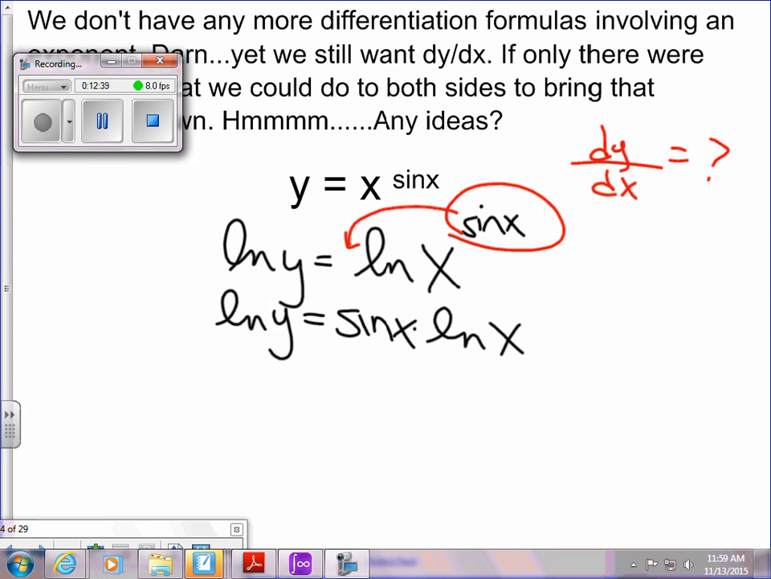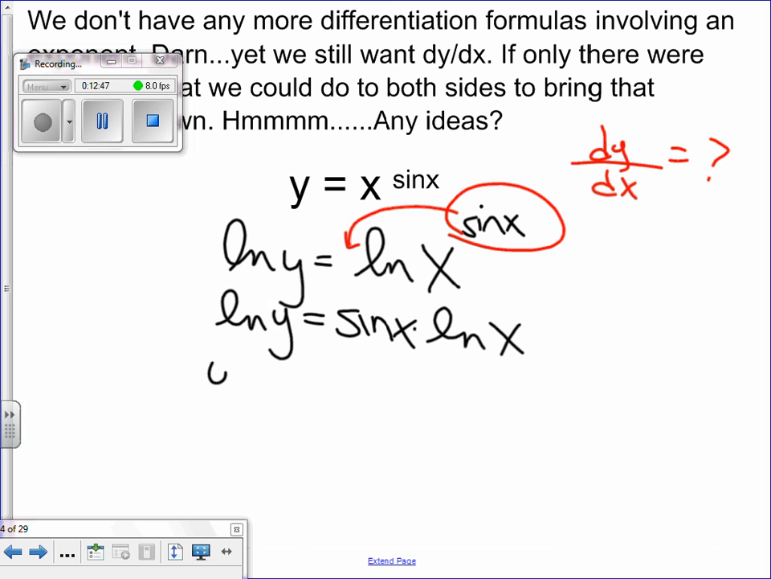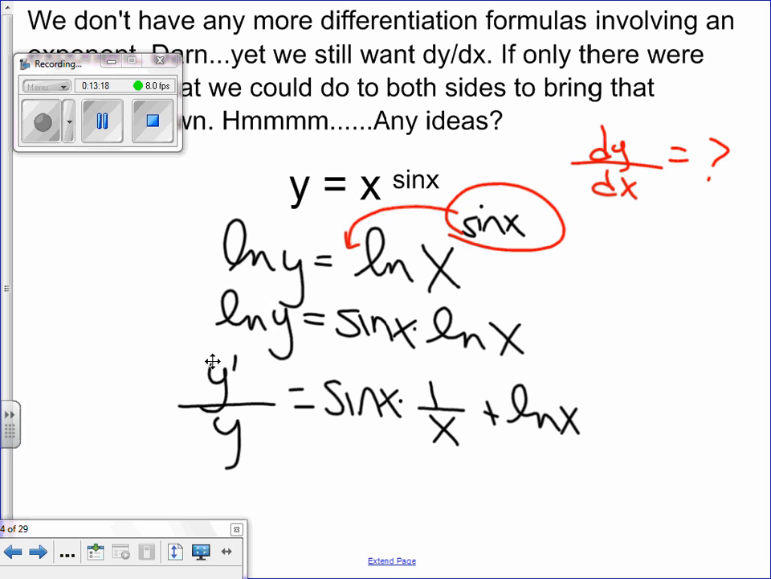What are we going to say, Karen? Yep. dy dx over y or y prime over y? What do you guys prefer? All right, and what about the derivative of the other side? Product rule, because I know some of you were not going to use the product rule. That was upsetting. Plus the ln of x cos x.